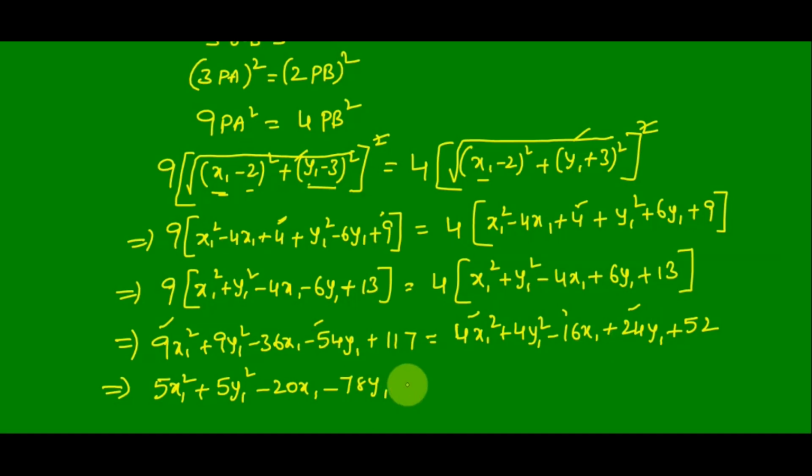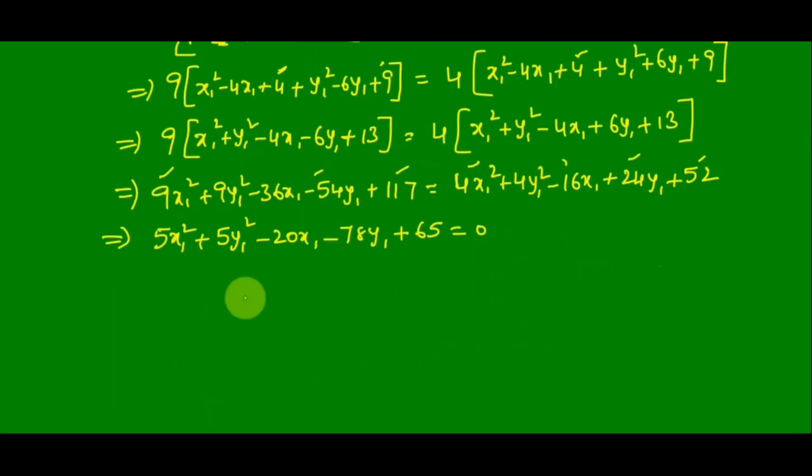Then lastly the constant numbers: here 117 is there. If this 52 comes to the left hand side, it will become minus 52. So 117 minus 52 is 65, plus 65 is equal to 0. So that's it, this is the equation of locus. Nothing can be taken common, so we'll leave it here only. So this is the equation of locus.